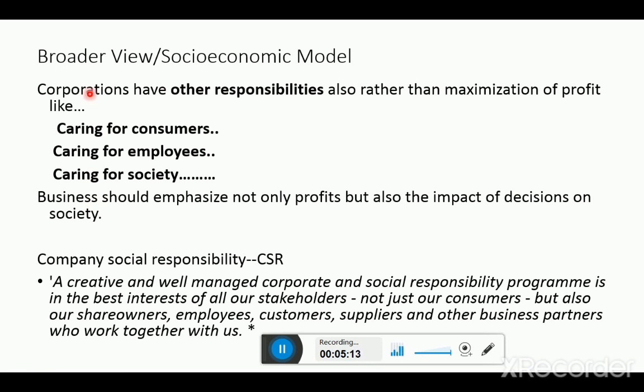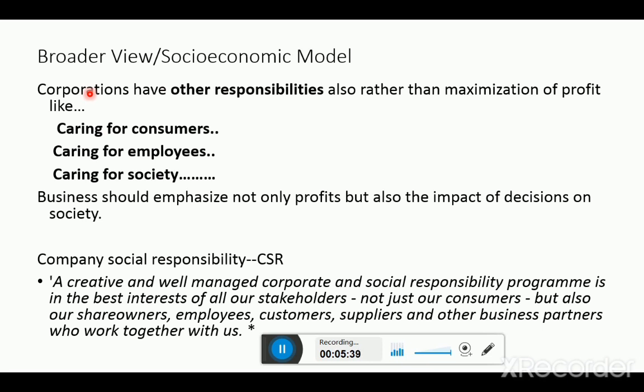Yes, organizations are an integral part of the society, but it doesn't mean that an organization should earn profit without any fraud. No, there are some more responsibilities of the organization as well. Simply stated, they should take care of their society. They should take care of their consumers. They should take care of their customers.